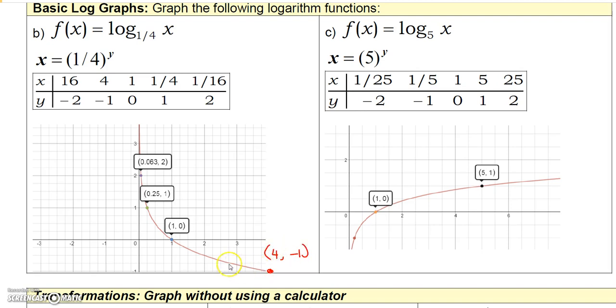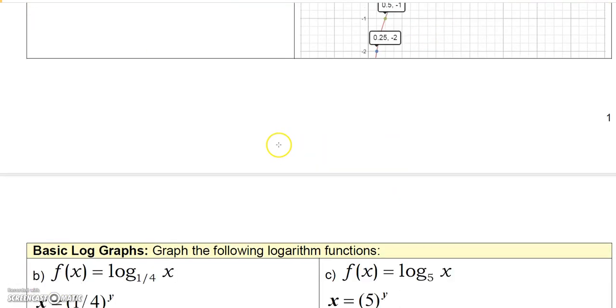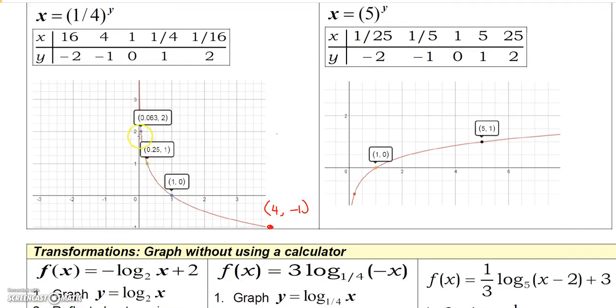All right. Okay, and then you have the point 1, 0, and then you also have the point where when x is 1/4, y is 1, and you have the point where x is 1/16, y is 2. So you can see that the graph goes in this direction here, so it just kind of flips about the x-axis and goes down this way. Whereas up here, this was an increasing function, and here, when the base is less than 1, the graph is a decreasing function.